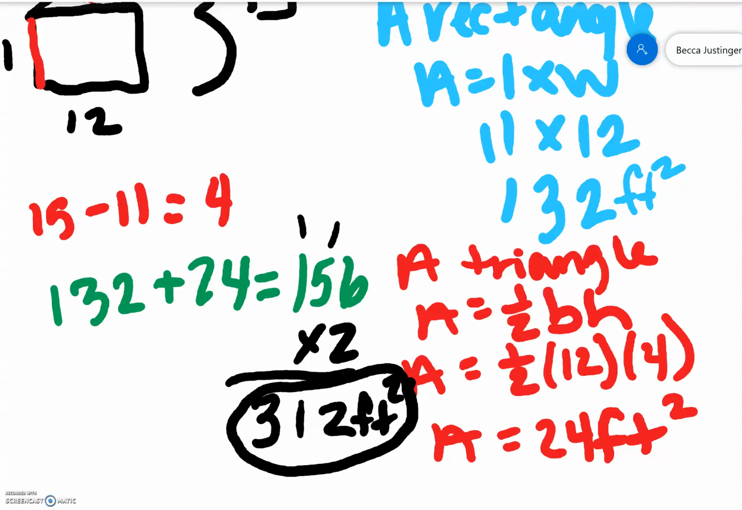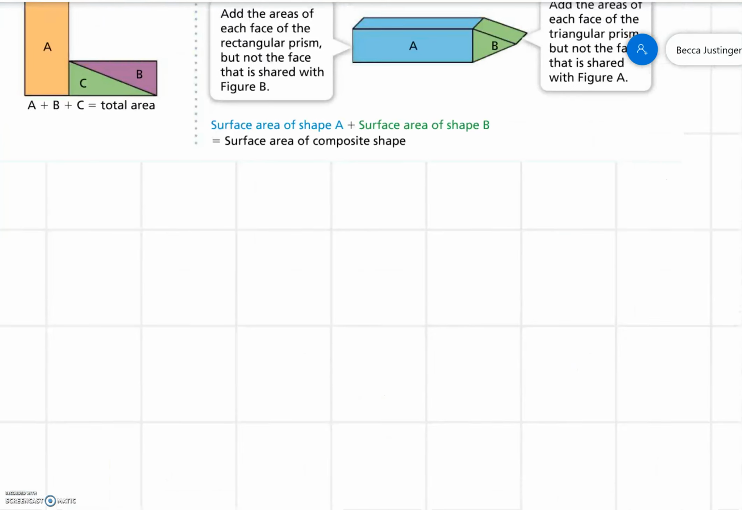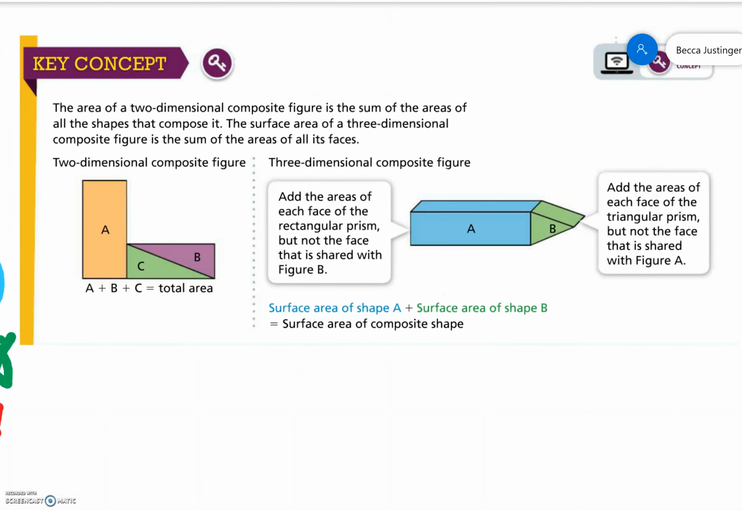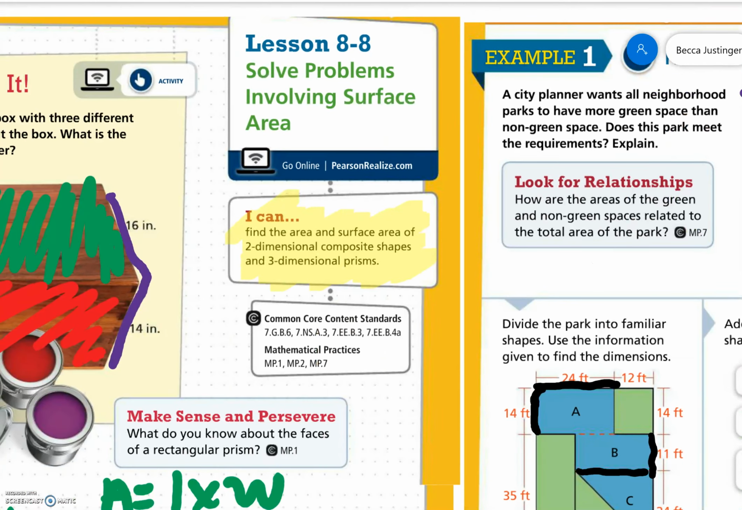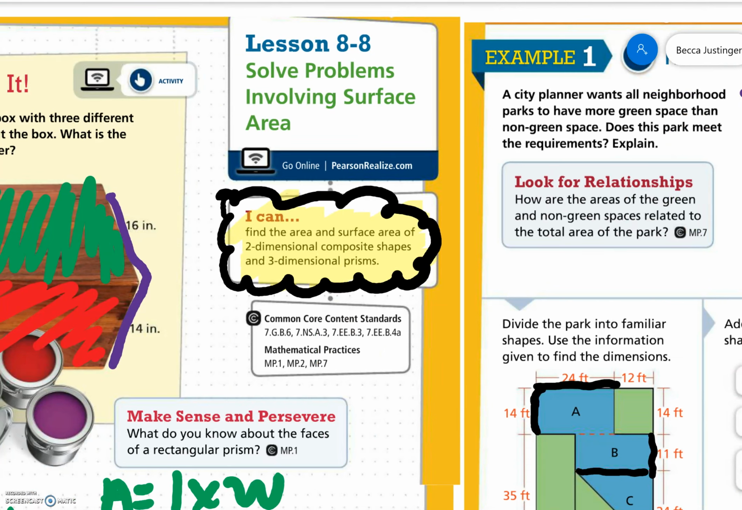Sweet. Key concept. The area of a 2-dimensional composite figure is the sum, remember sum means add, of the areas of all the shapes that compose it. The surface area of a 3-dimensional composite figure is the sum of the areas of all of its faces. Let's say it. I can find the area and the surface area of 2-dimensional composite shapes and 3-dimensional prisms.